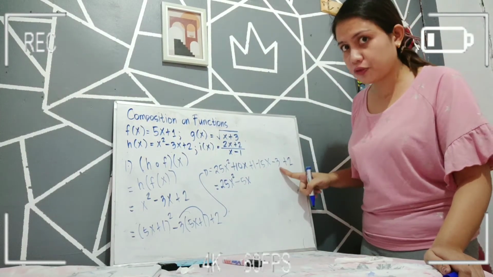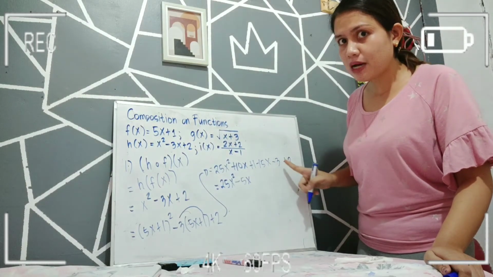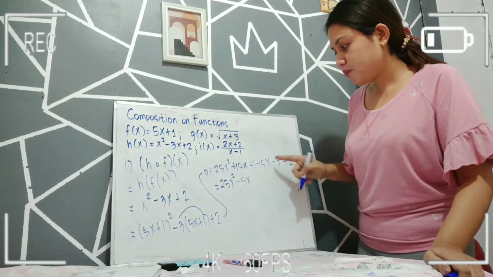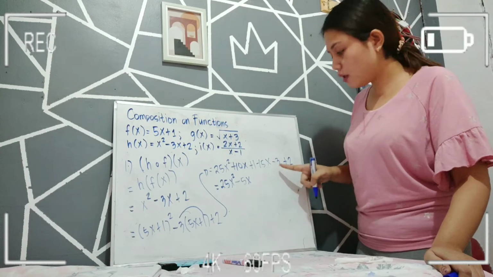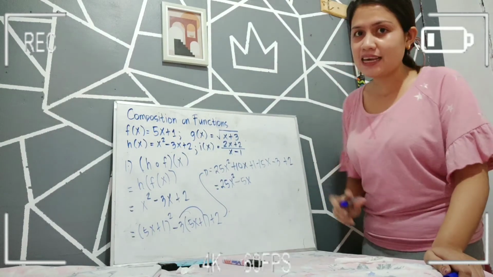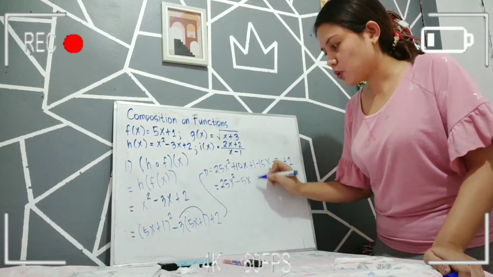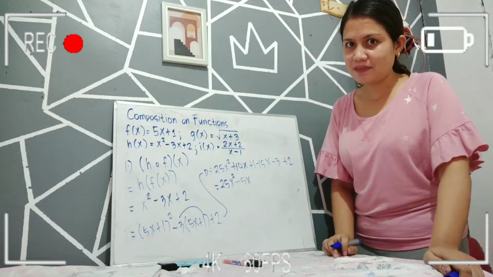1 minus 3. Smaller minus larger is negative. Then you have negative 2. Negative 2 plus 2 is 0. So, wala na tayo pwede dira ibutang.